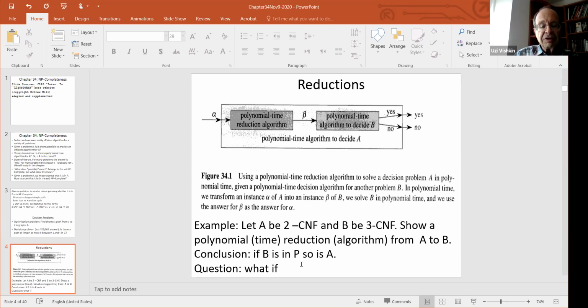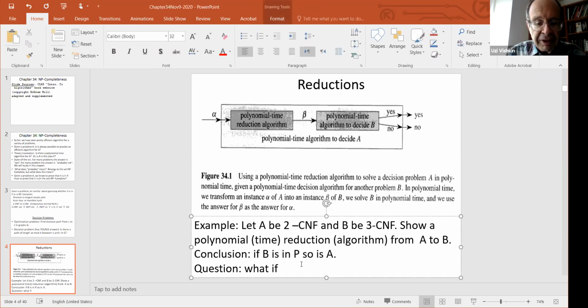difficult. So what if, oh yeah, I started adding it and it disappeared on me. I did it last night. Okay. What if A is not in P?